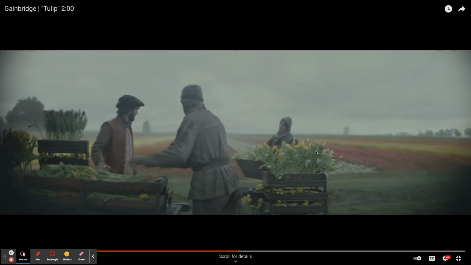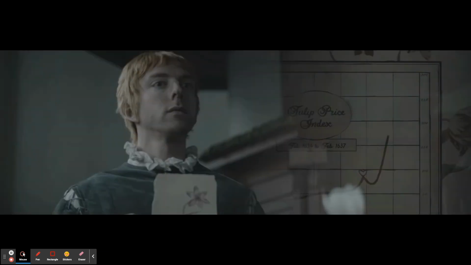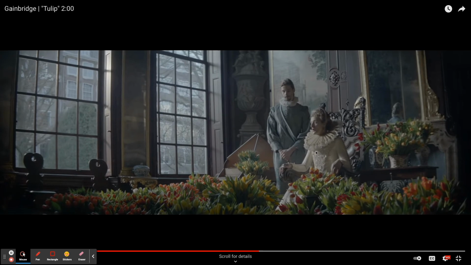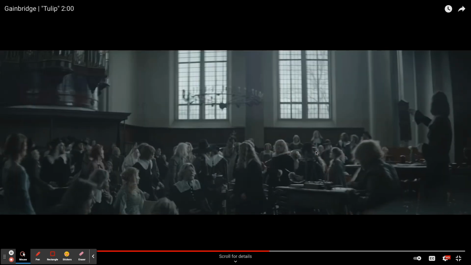240, 260, 500. Ladies and gentlemen, we start the bidding at 1,000 guilders. 1,000 guilder, from 1 guilder to 1,000 guilder. 6,000. Okay, 6,000. I'll meet you at my house. Sold.